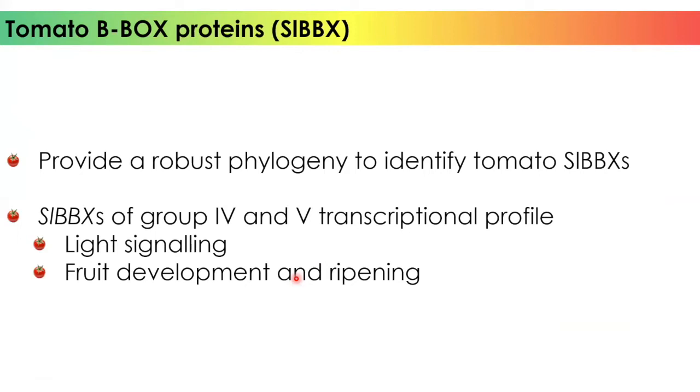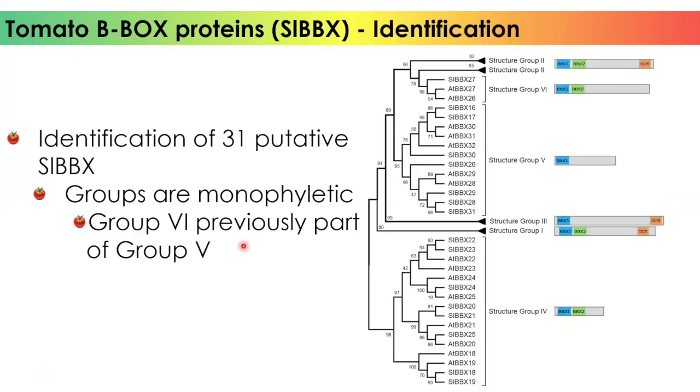So our aim here was to provide a robust phylogeny to identify tomato BBX and to investigate via transcriptional profiling the group 4 and 5 tomato genes in light signaling and along fruit development and ripening. So by searching the tomato genome, we found 31 putative BBX proteins, and when aligned with Arabidopsis, we found that the structural groups are all monophyletic.